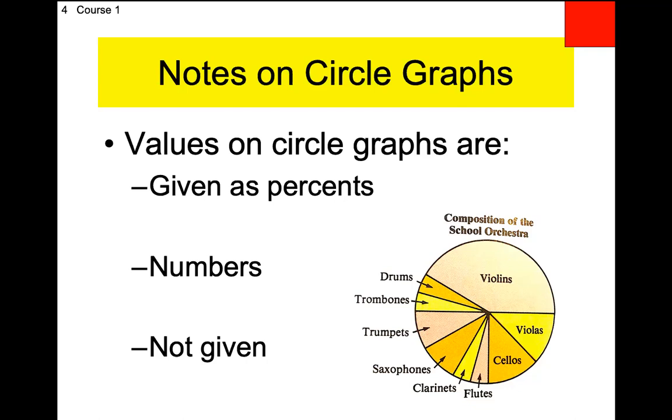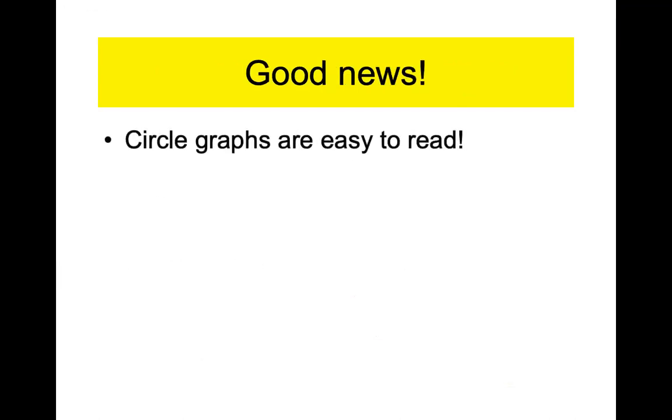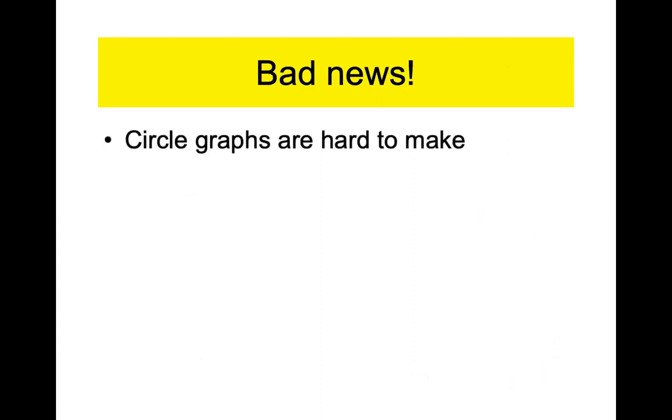All right, so one of the reasons why there was only 2 questions is because, yep, you've got to make one of these tonight for homework. This is the procedure that's going to require a protractor. If you have a compass, the thing that draws circles, that's good as well, because we have to draw a circle. You can also use a coin or a bottle cap to make your circle. So the good news is that circle graphs are easy to read. The bad news is they're a bit challenging to make, right?